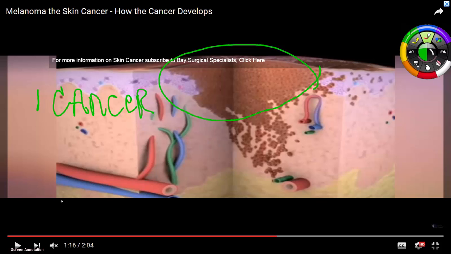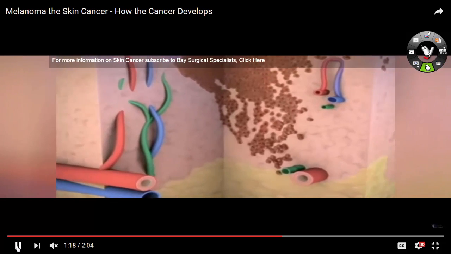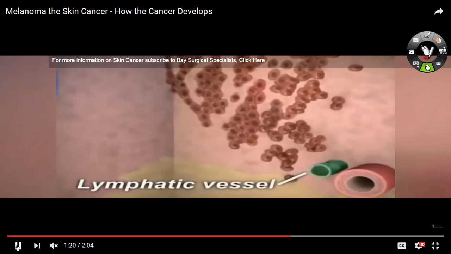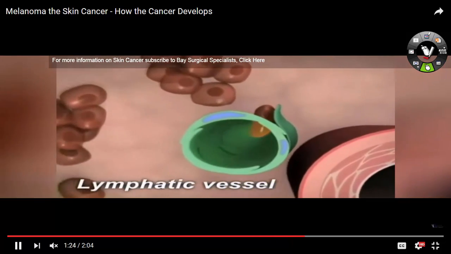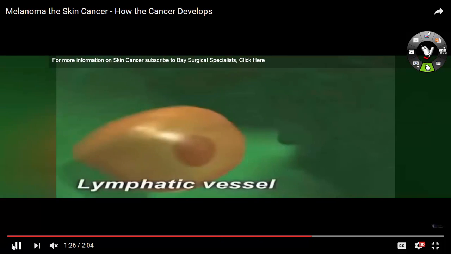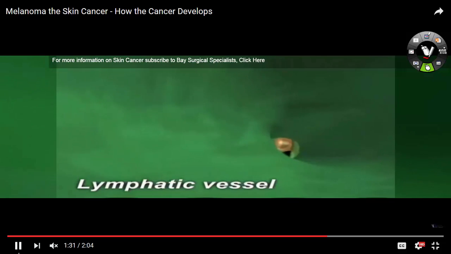And as you can see, the skin has a huge lymphatic supply and blood supply. So these tumor cells can enter the lymphatic system and travel to distant parts of the body. That's metastasis.